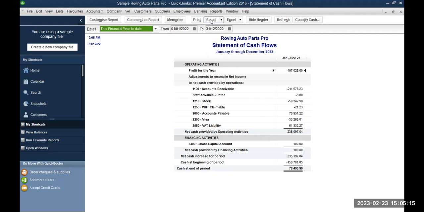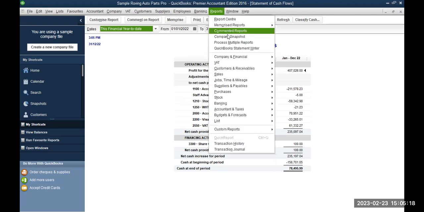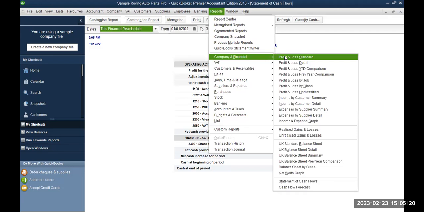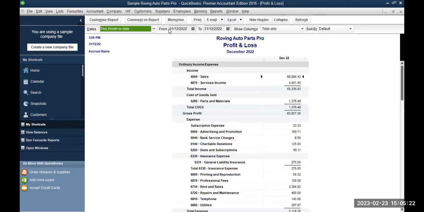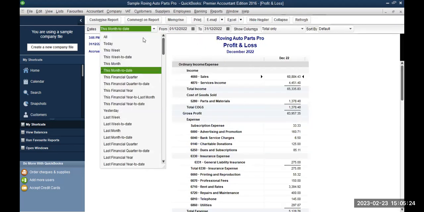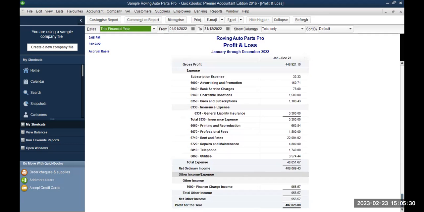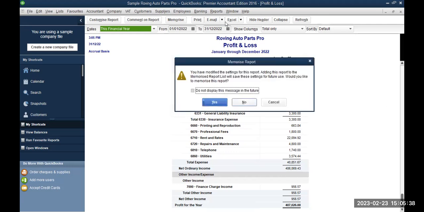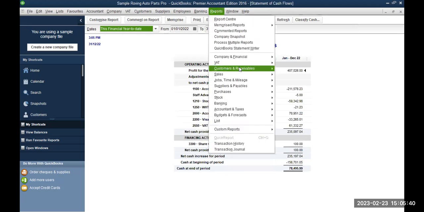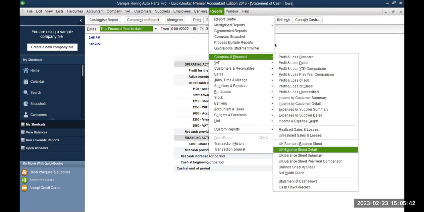If we look at the balance sheet, so we look at the P&L. Let me just show you. If you look at the profit and loss for this financial year, okay, the closing profit for the year was at 407,026. Okay, so that is the profit. But when you look at the balance sheet, go to reports and we go to the balance sheet. Where are you, balance sheet? There you are.